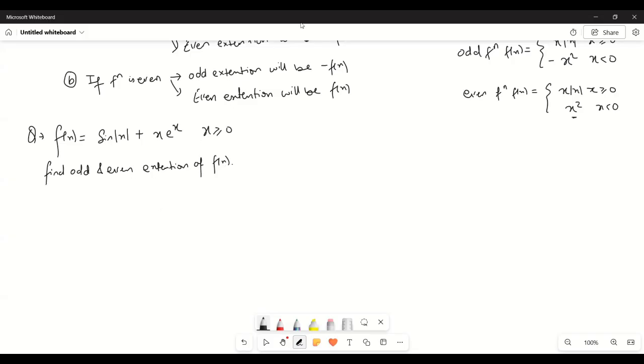Is anyone able to follow this? Yes, sir. Okay, let's try this out then. So if you look at the first component of the function, sine mod x, what is the nature of sine mod x?